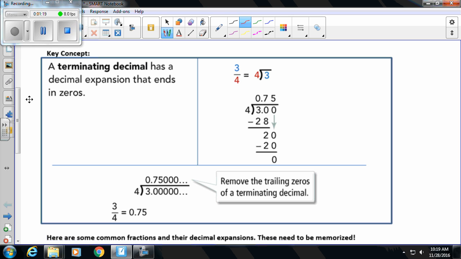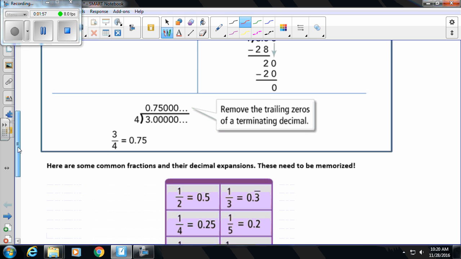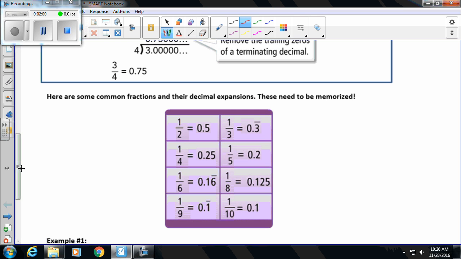So our key concept: a terminating decimal has a decimal expansion that ends in zeros. For example, if we look at 3/4 right here, and I change it to 3 divided by 4, when I do my arithmetic on that, I get a remainder of 0. Technically, I could have my trailing zeros go on forever. However, we don't leave those trailing zeros. We get rid of them, and they terminate, they end. So 3/4 equals 0.75 or 75/100, and that is a terminating decimal.